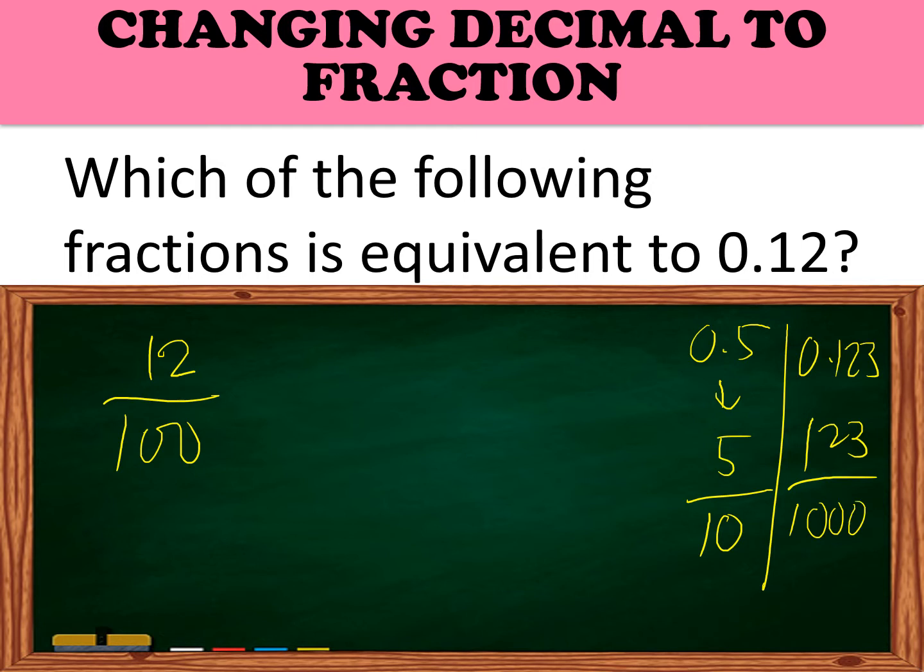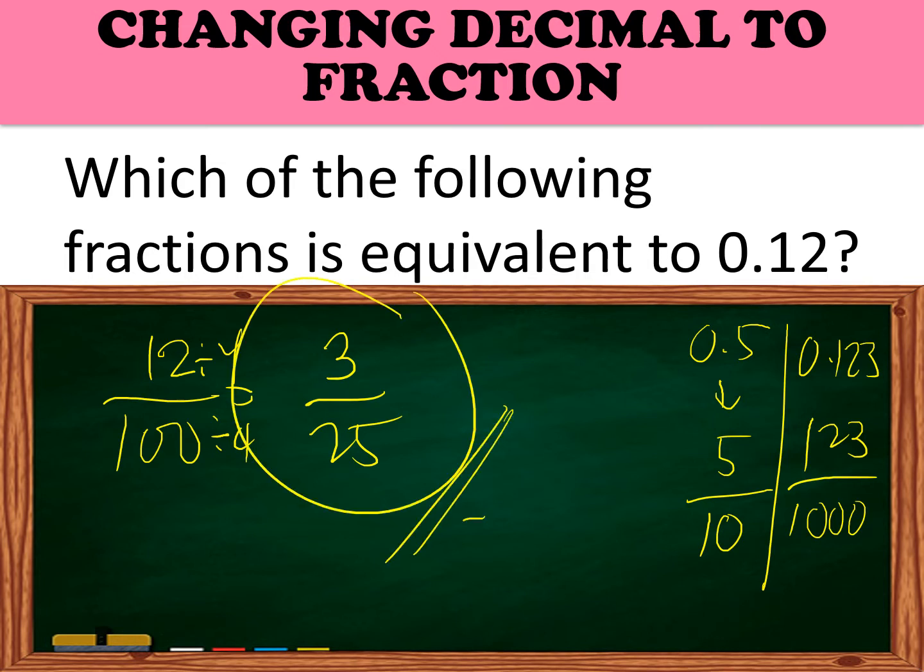Here, in our problem, you are given 12. So 2 decimal places yan. So just copy the number 12 and then divide it by 100, 2 zeros because 2 decimal places. And then, 12 is divisible by 4, 100 is divisible by 4. So 12 divided by 4 is 3, 100 divided by 4 is 25. So since 3 over 25 is already in lowest term, this is our final answer.